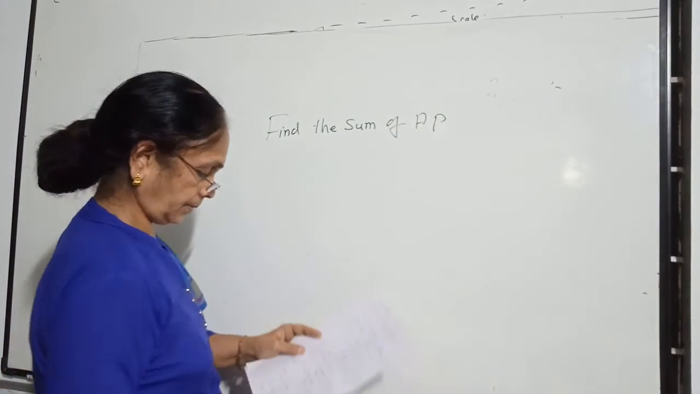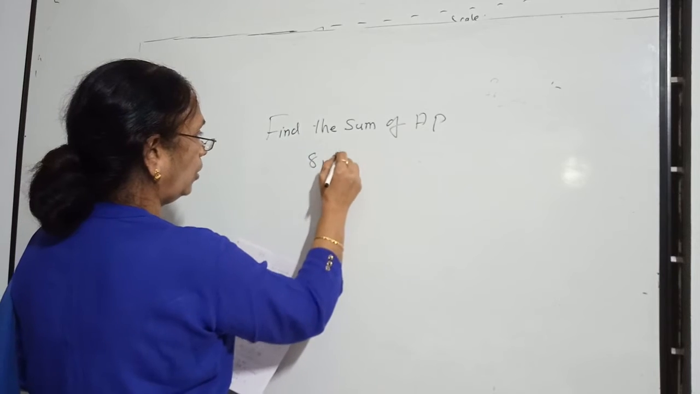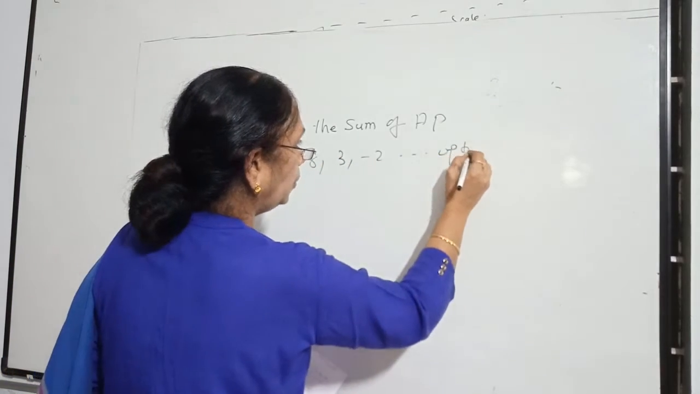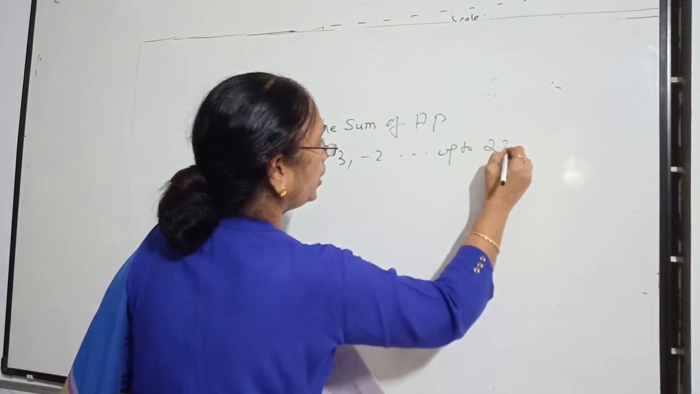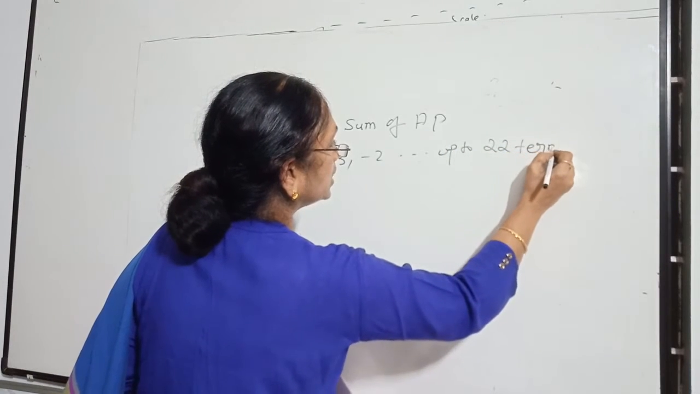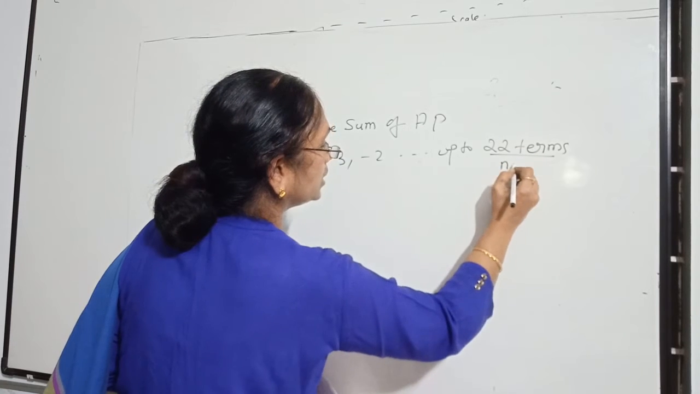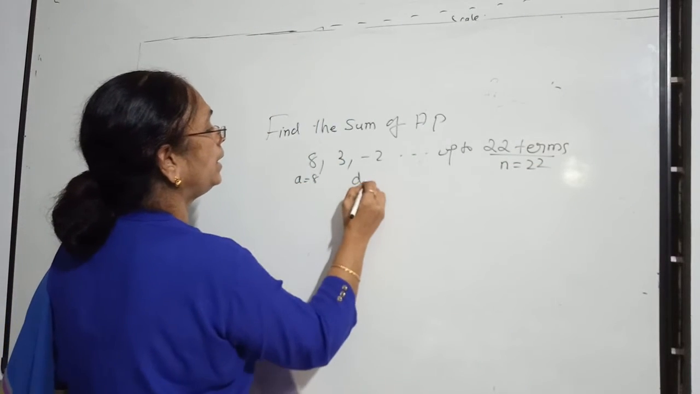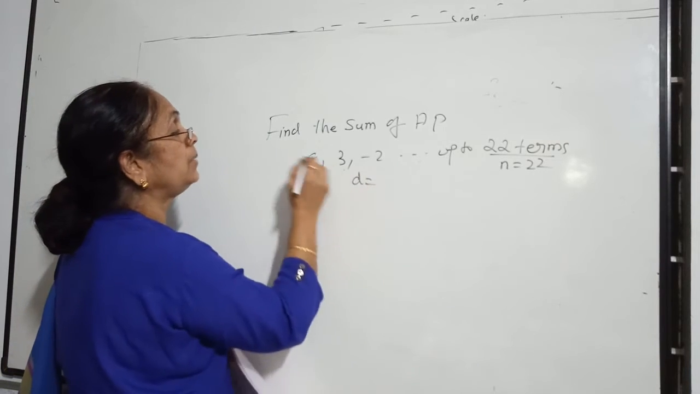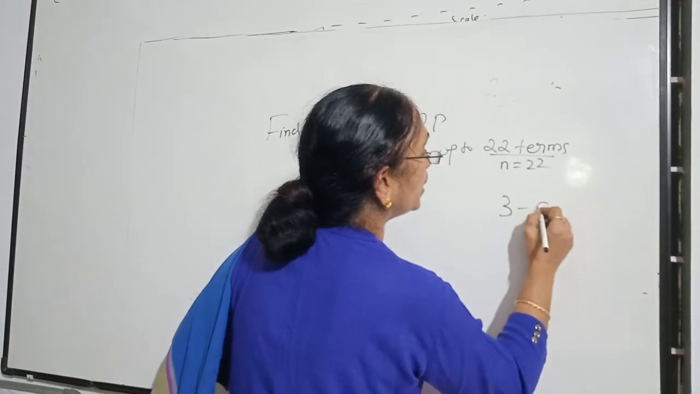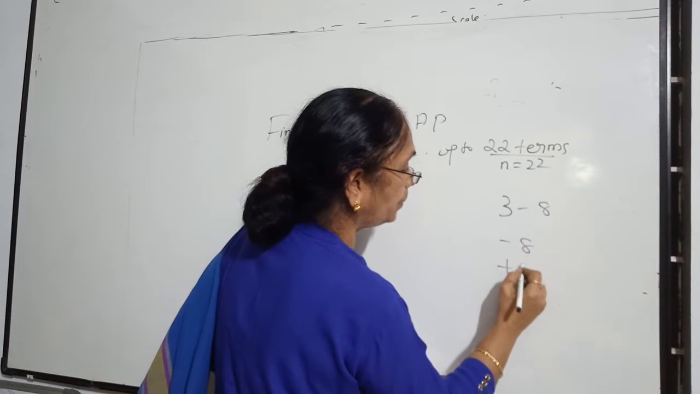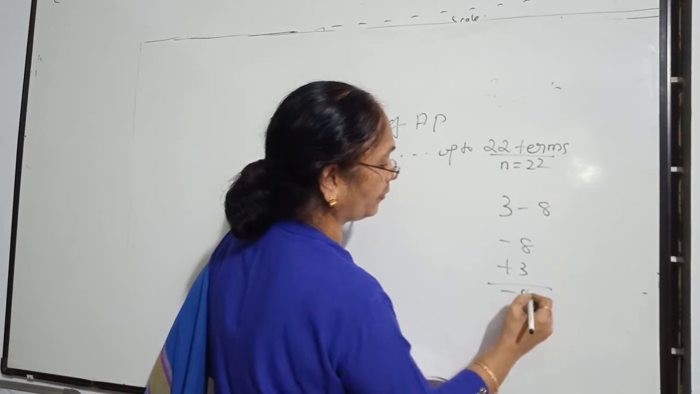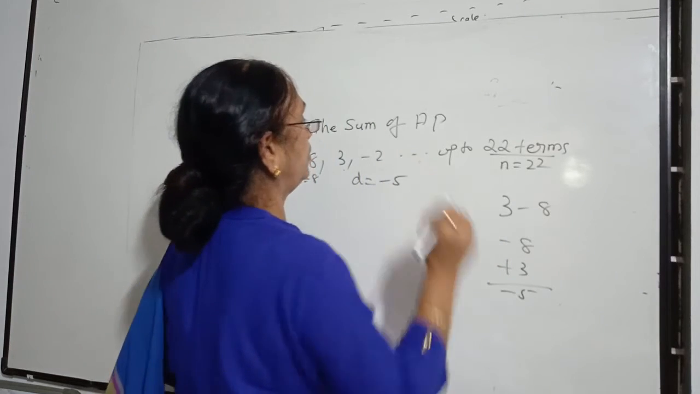arithmetic progression 8, 3, minus 2, and so on up to 22 terms. See, the word terms itself tells you that n is 22, a is 8, and d is 3 minus 8, so bigger number 8, minus 3, 5. So this is minus 5.